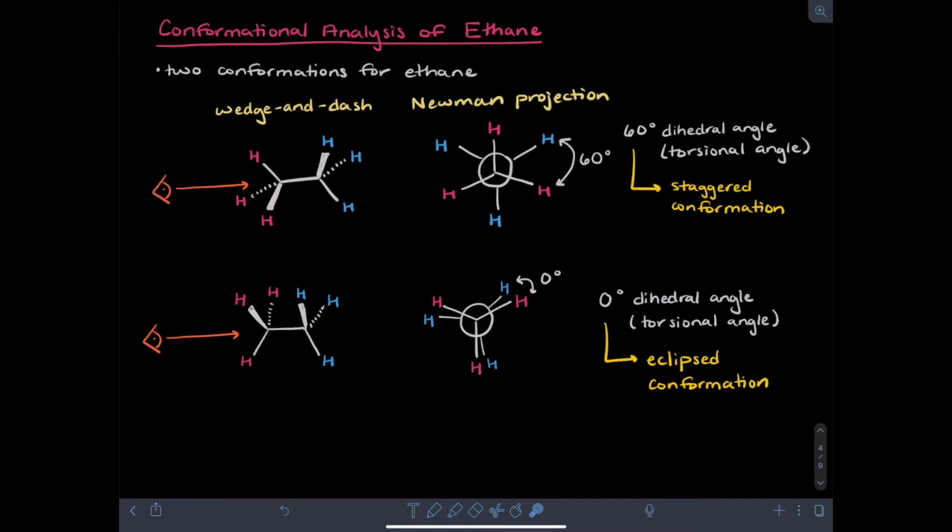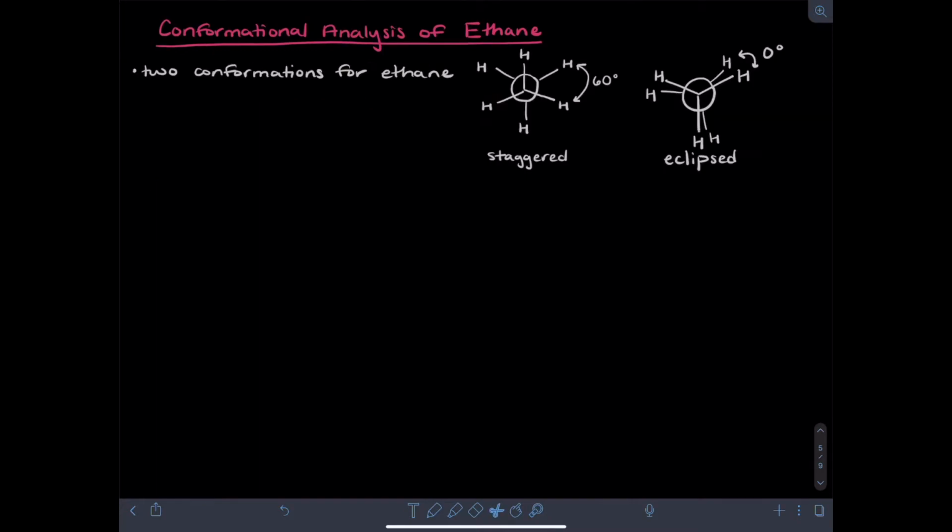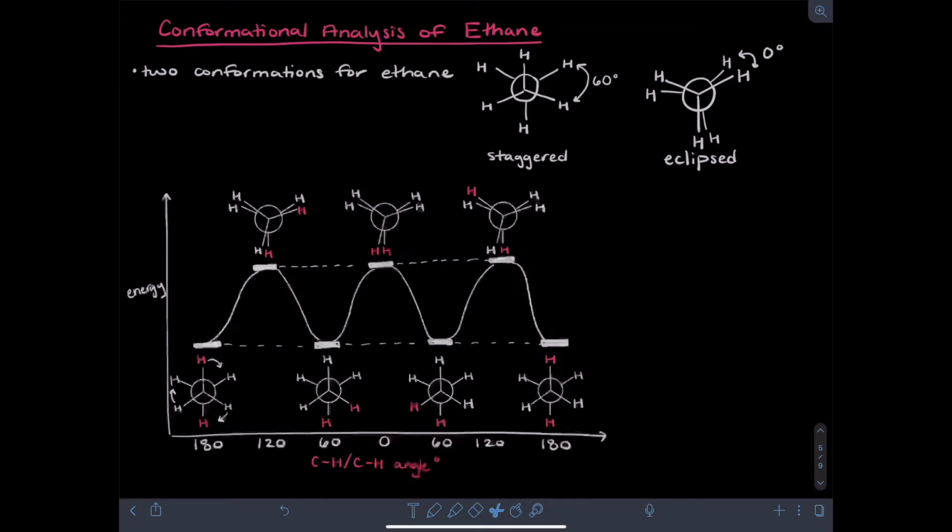Because one hydrogen blocks another directly behind it, I call this an eclipsed conformation. Here I've redrawn the 2 conformations of ethane, staggered and eclipsed. Here I'm arbitrarily highlighting one hydrogen on the front carbon and another hydrogen on the back carbon, and imagining rotating my carbon-carbon bond to make the positions of those pink hydrogens change.